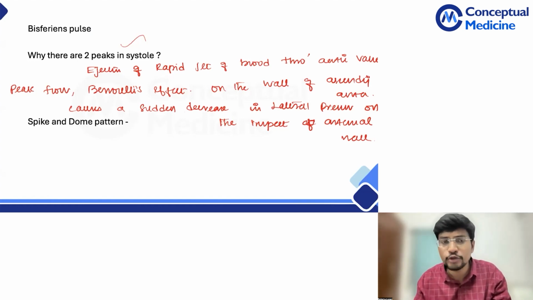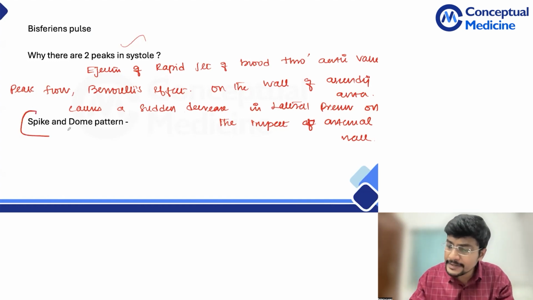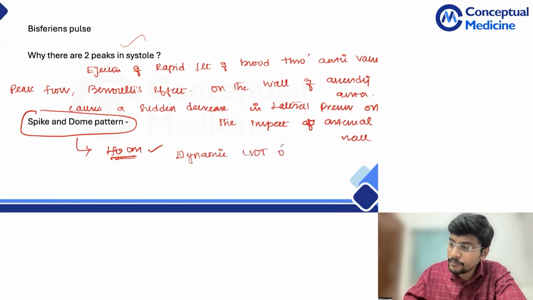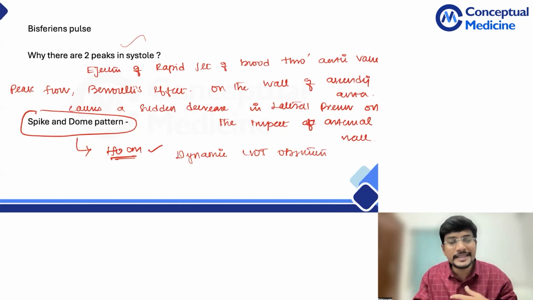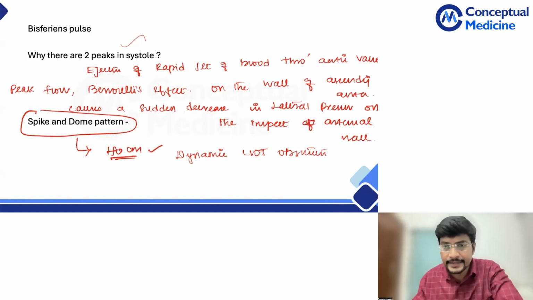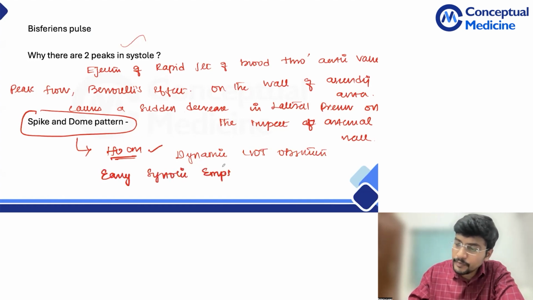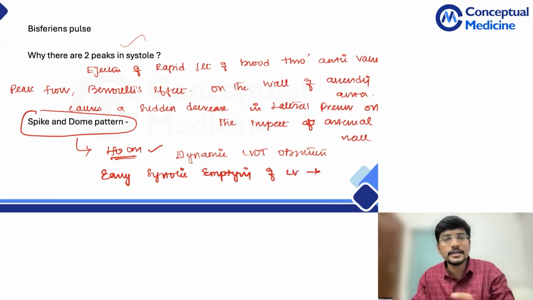So what is the spike and dome pattern? The spike and dome pattern is typically seen in HOCM. Here there is a dynamic LVOT obstruction. The ventricle tries to empty itself in the early systole rather than the late systole. This preferential early systolic emptying of the LV causes the spike and dome pattern.